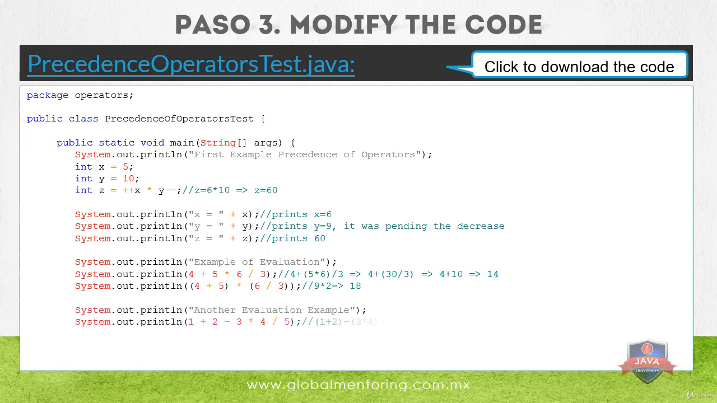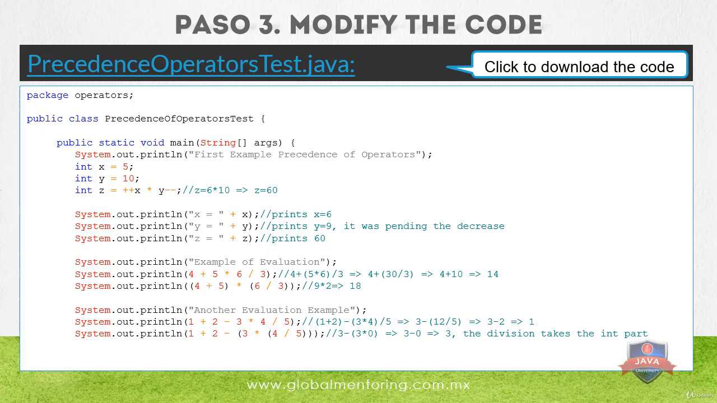Another evaluation example, we can use the same logic: 1 plus 2 minus 3 multiplied by 4 divided by 5. We are grouping using the precedence of operators. So evaluating from left to right, we first have 1 plus 2 minus 3 multiplied by 4 divided by 5. And the first result is 3 minus 12 divided by 5. And the next result is 3 minus 2. And the final result is 1.